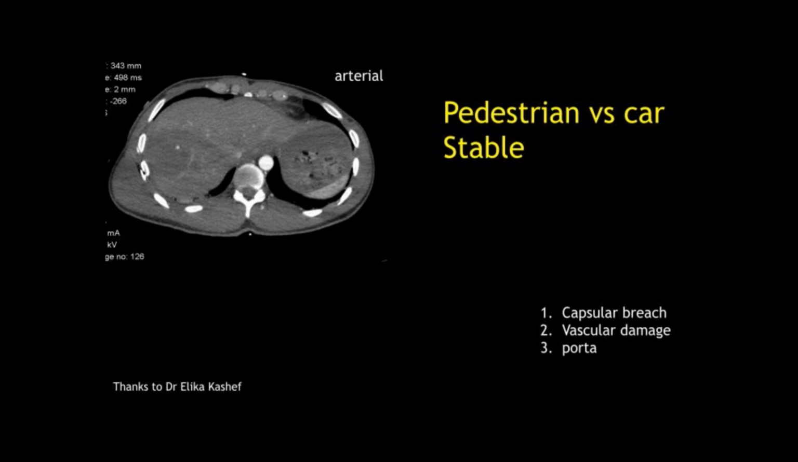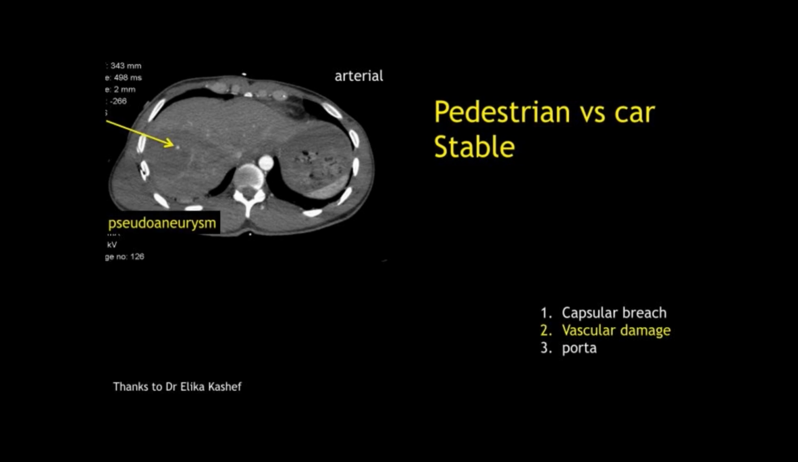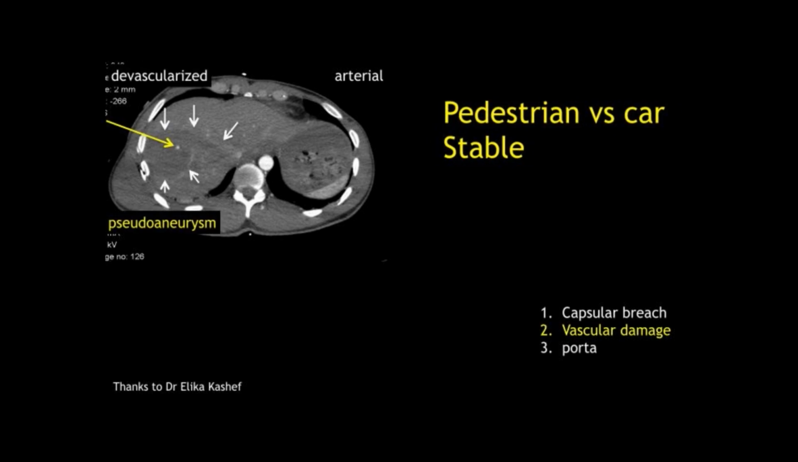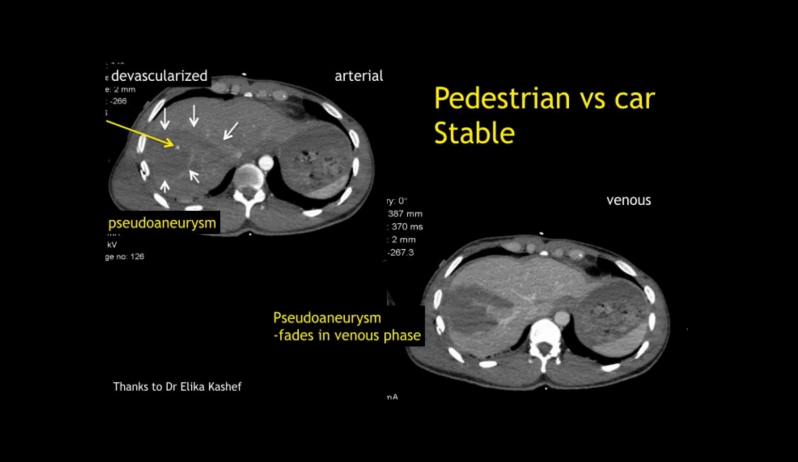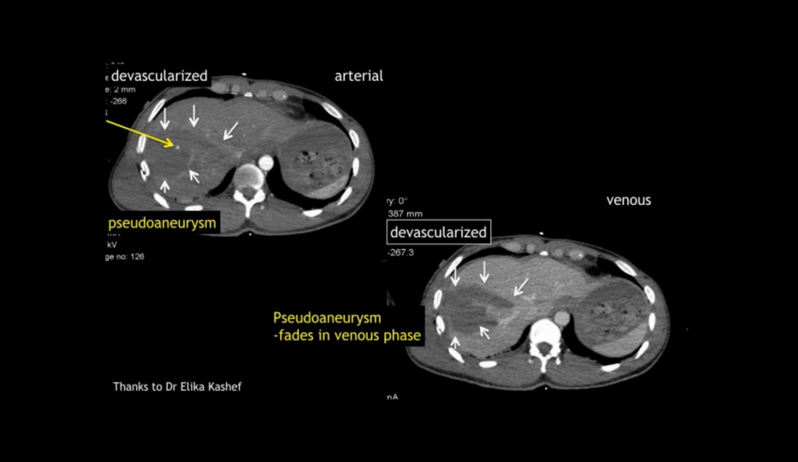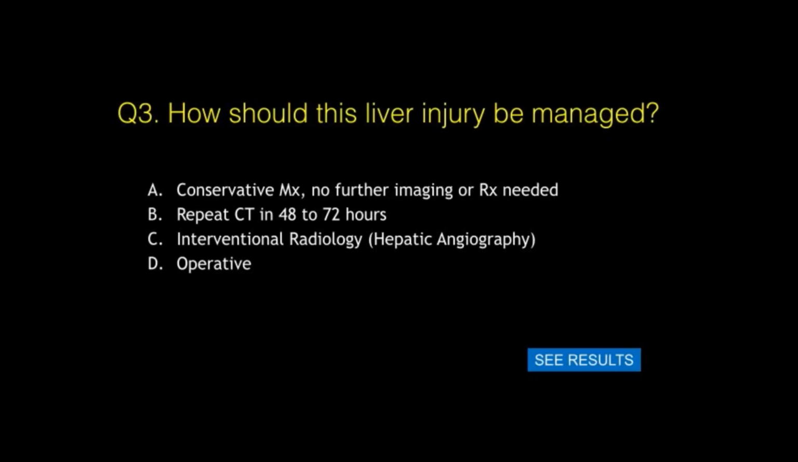Okay, another patient here. So this patient was hit by a car. They're clinically stable. Here's the arterial phase image. And on the arterial phase image, you see this little blush of contrast. Now, I think this is a pseudoaneurysm. And the reason why I think it's a pseudoaneurysm is because on the venous phase, we can see that that fades. And we can also see that there's a devascularized area around it as well.